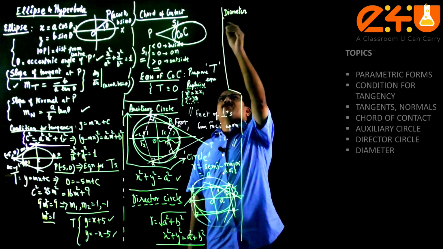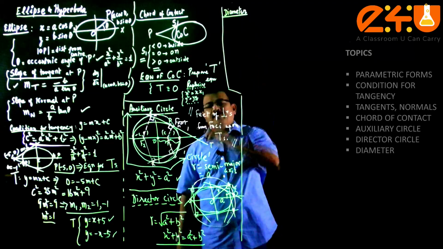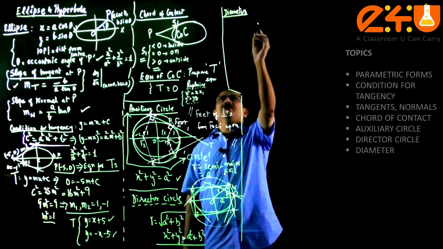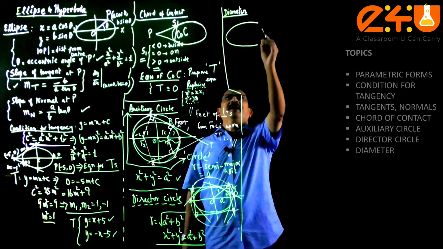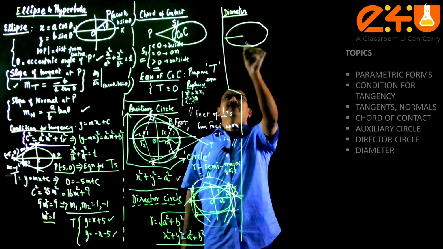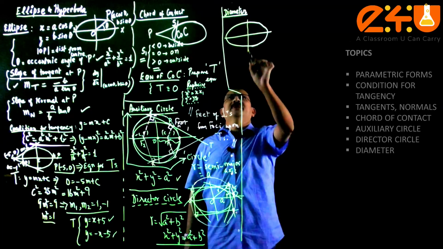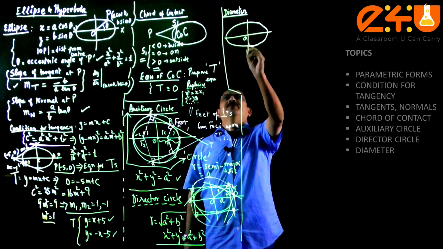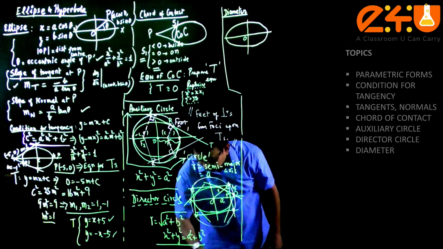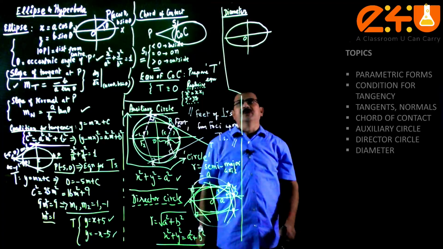Well, the next concept is the concept of diameter. Diameter is very easy for a circle. Radius and diameter you understand by default in the case of a circle, but it is not so in the case of an ellipse. So in an ellipse, what do we understand as diameter?